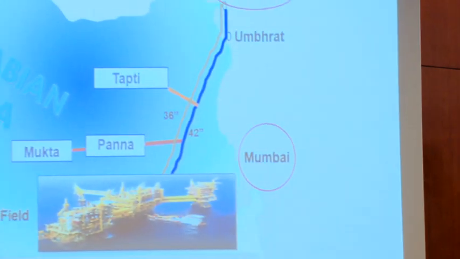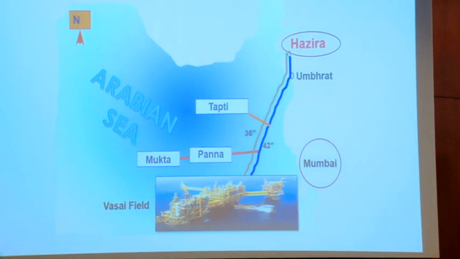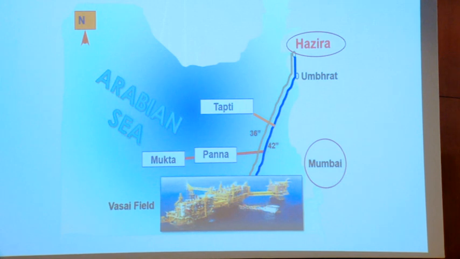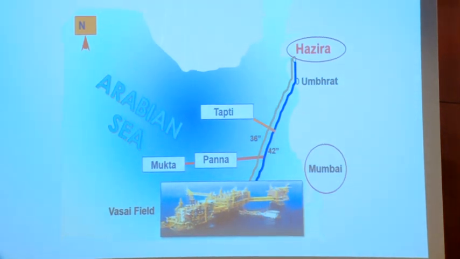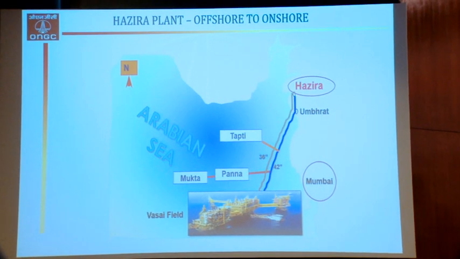Now moving forward, so this was the setup you are seeing on screen. The Hazira plant takes the gas from two major lines, that is the 36-inch line and the 42-inch line. The major contribution we are getting from Tapti platform, Mukta platform and Panna platform. Recently we have added the Daman also. We have added around 6 million metric standard cubic meters per day of gas from Daman also.